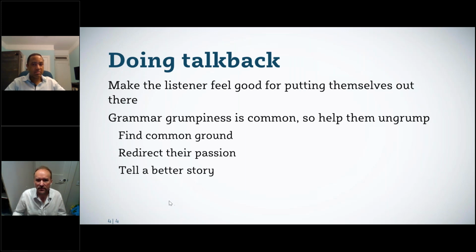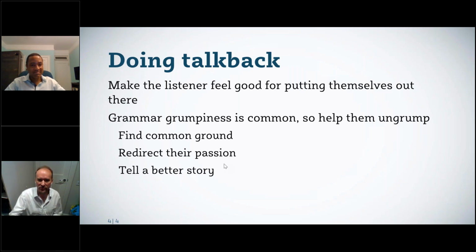Find common ground. A lot of people are cranky about language because they like language. And they learned in school that this attitude is the one that you should take. You can find common ground by saying, hey, I like language too. You like doing the right thing in language? Hey, I like doing the right thing too.